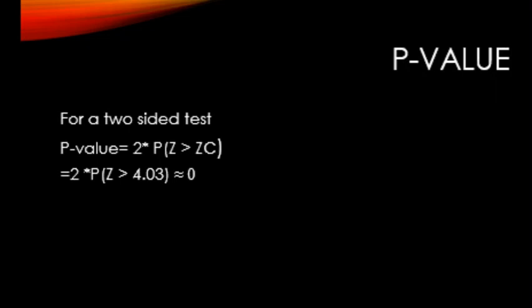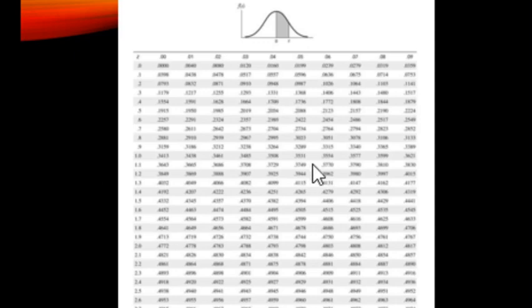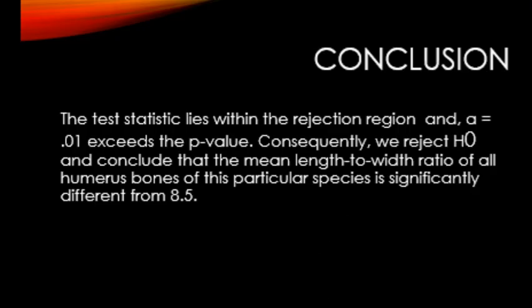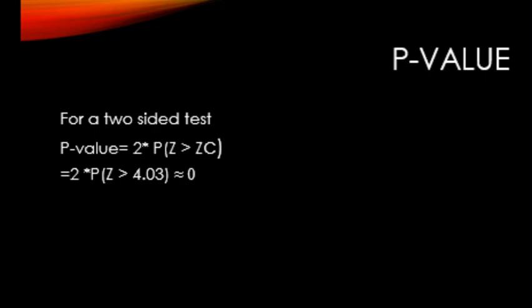Let's see what the p-value does for us. It's a two-sided test. The p-value will be 2 times probability of z greater than z calculated, which is 2 times probability of z greater than 4.03. If you use the z distribution table at 4.03, the probability is approximately 0. So we can use this value, and 0.5 minus this value. That's really, really small. So we can say that the probability is approximately 0.